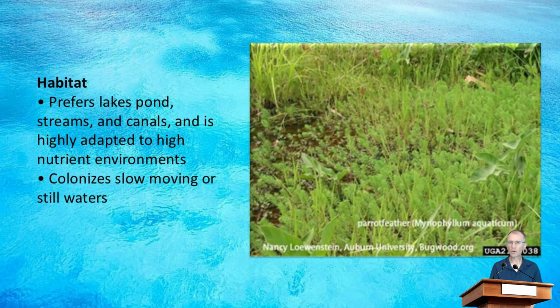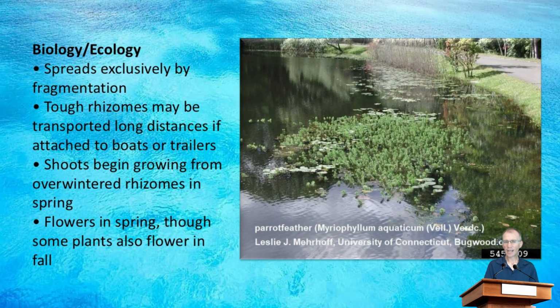Emergent stems can grow as much as a foot above the water. Habitat: prefers lakes, ponds, streams, and canals, and is highly adapted to high nutrient environments. Colonizes slow-moving or still waters. Biology and ecology: spreads exclusively by fragmentation. Tough rhizomes may be transported long distances if attached to boats or trailers.